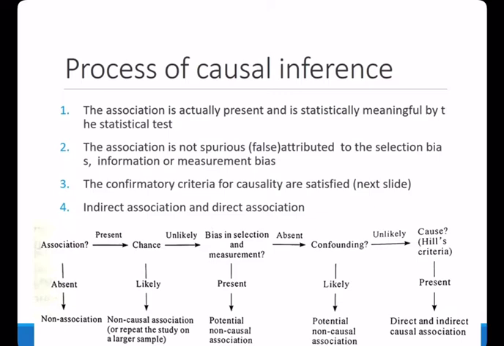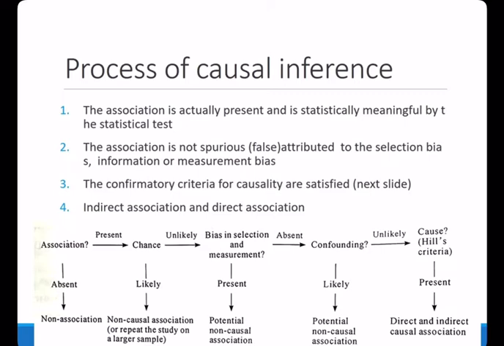First, we find that the association is actually present and is statistically meaningful by a statistical test that rules out the influence of chance. Second, the association is not spurious, that is, a false association. The spurious association, a so-called non-causal association, is attributed to selection bias, information bias, or measurement bias, and the confounding bias.